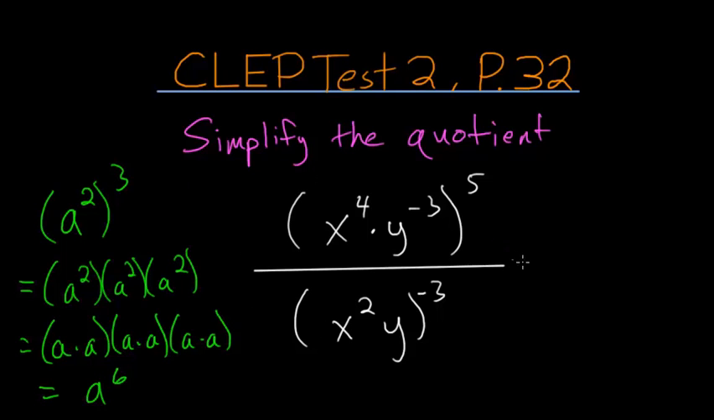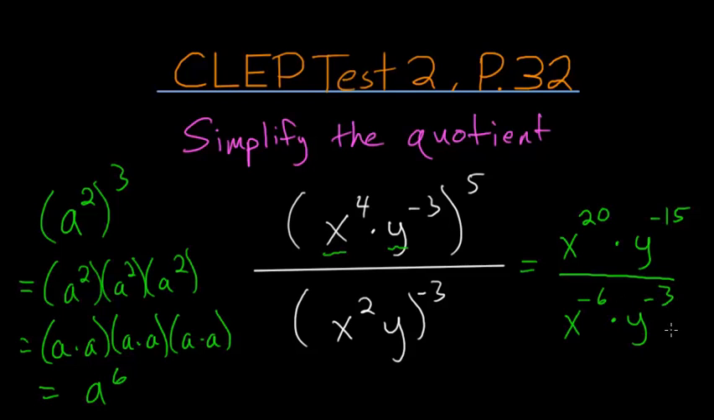So let's apply that to this problem here. Since we have a product inside, we'll raise each of these factors to the 5th power. So we have x to the 4th to the 5th, and we multiply 4 times 5 to get 20. And then for y, we have negative 3 to the 5th, which multiplies to negative 15. And this is divided by x squared to the minus 3, which is just x to the minus 6, multiplied by y to the minus 3.